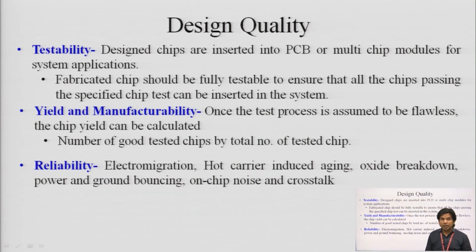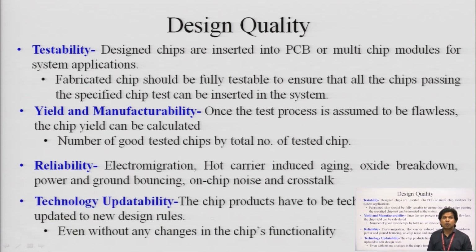Now, reliability. The designed chip, the designed circuit, should be more reliable in terms of electromigration. These are the different impacts that we have to reduce: hot carrier induced ageing, oxide breakdown, power and ground bouncing, on-chip noise and crosstalk. There is a lot inside each of these terms like electromigration, hot carrier induced ageing, and crosstalk, which we will discuss in later slides, but the system should be reliable and more immune to all these points.